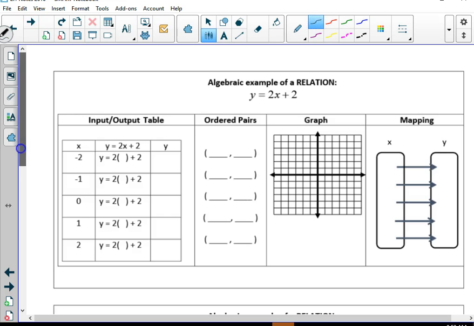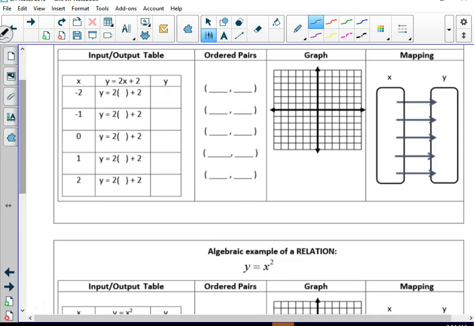Okay, input, output. So 2x plus 2. All we're going to do is plug these numbers in. So y equals 2 times, and you're just going to put -2 in each one of these. And then we're going to crunch the numbers. So 2 times -2 is -4. Plus 2 is -2. So that gives me the point -2, -2, which would be in the third quadrant.